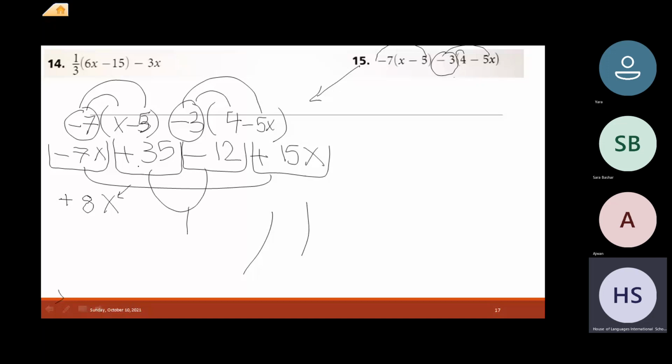Now, I will then combine this one and this one. 35 minus 12, because they are constant, there's no x. They are the constant. So I just subtract them.